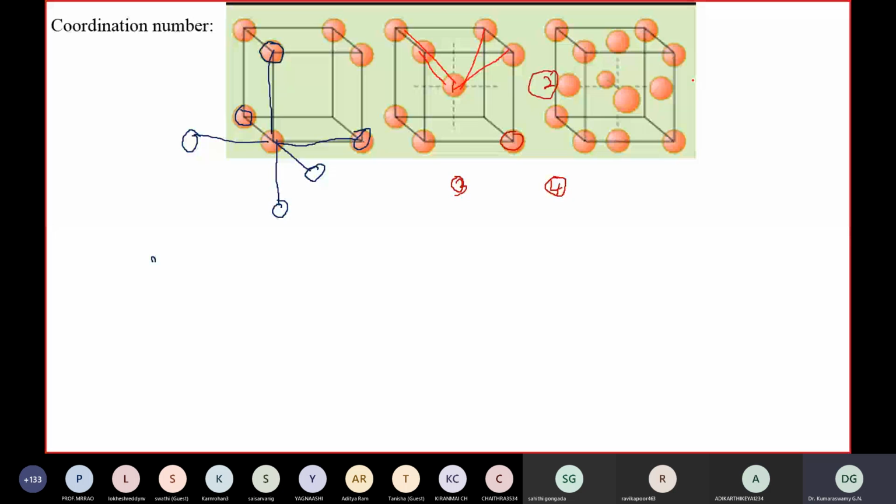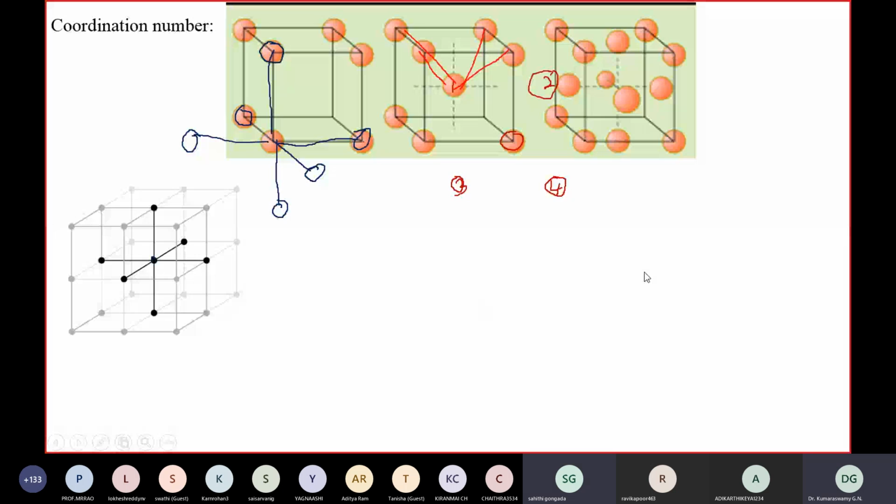Okay. For face centered, okay, what is the time? It's 2:35. Well, let's stop here. Let's continue tomorrow. Not tomorrow, Monday. Yes, sir.